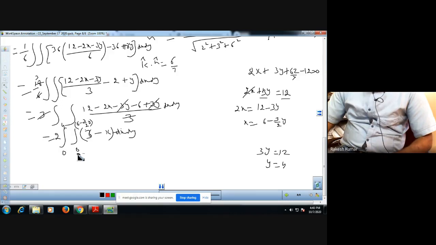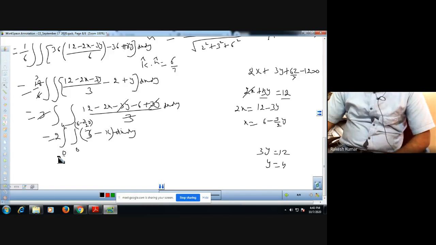Why are we taking the lower limit as 0? Because we are in the first octant. In the first octant, the lower limit will always start from 0 because we are in the positive octant. Now you can integrate it.